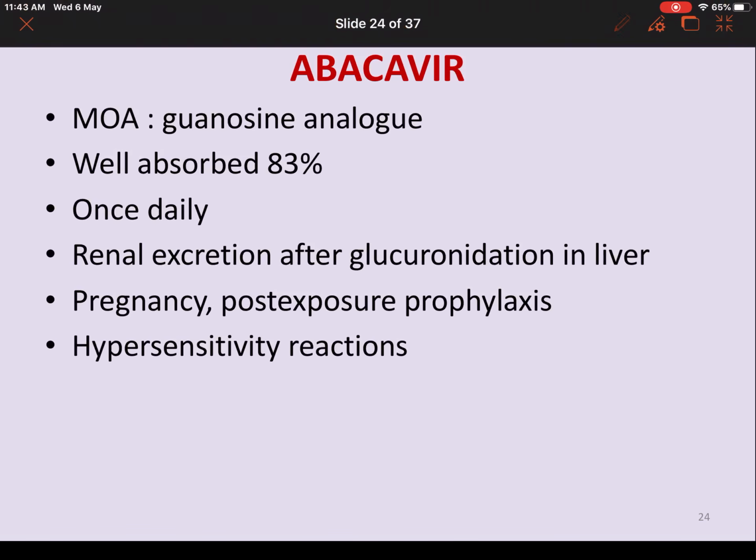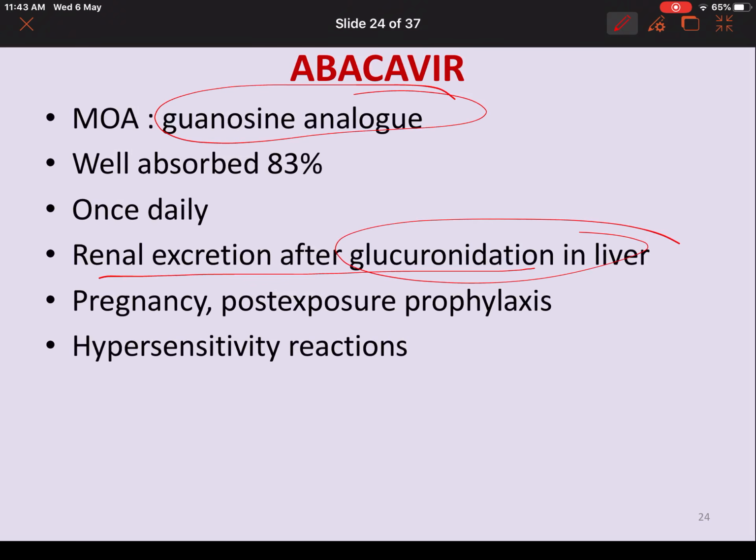Abacavir is a guanosine analog. Once a day dosing. Renal excretion is after glucuronidation in the liver.